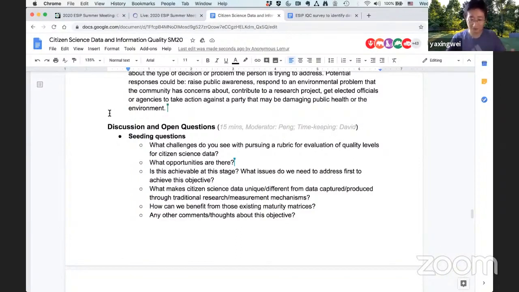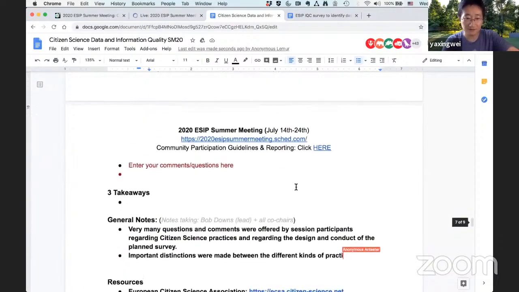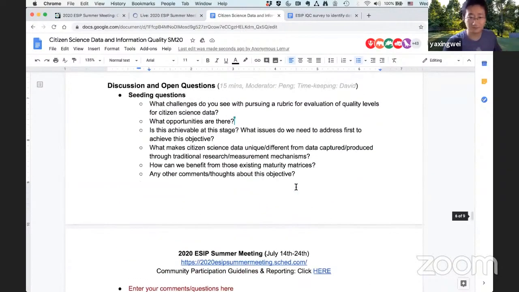So I just want to open the door here to see if you have any suggestions or comments or thoughts on this particular objective. And I have some seeding questions listed here, and hopefully we can inspire some comments from you. You can either type your comments or questions, or you can just speak up. I think this is a free discussion session for now. I'll pause there.